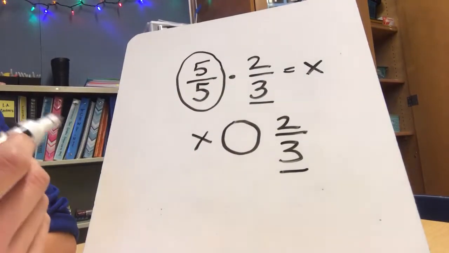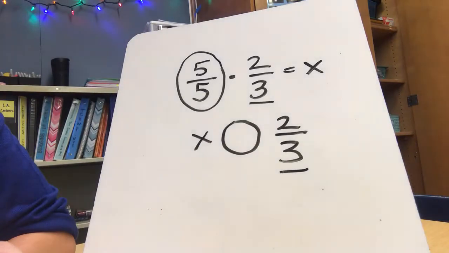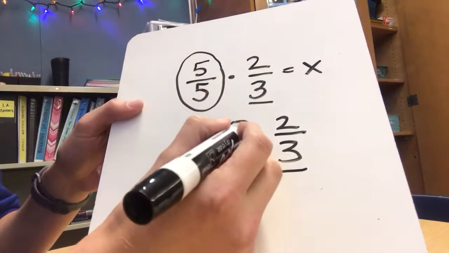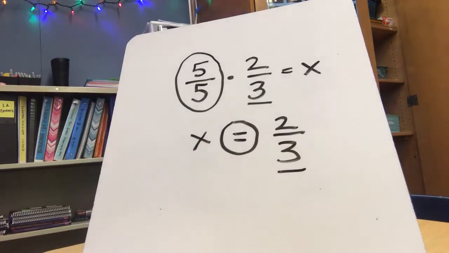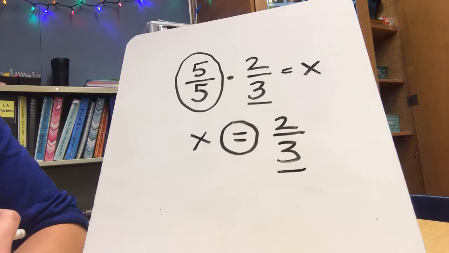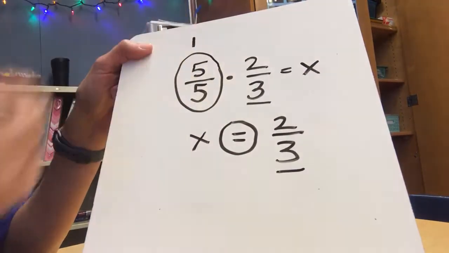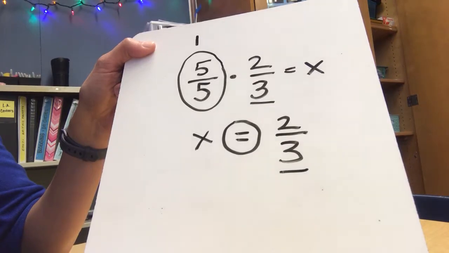Now this fraction is equal to 1. We've got an equal numerator and denominator, which means if we multiply any number by 1, then our product is going to be equal to that second factor. X is equal to 2/3. This is like saying 1 times 2/3 equals x.